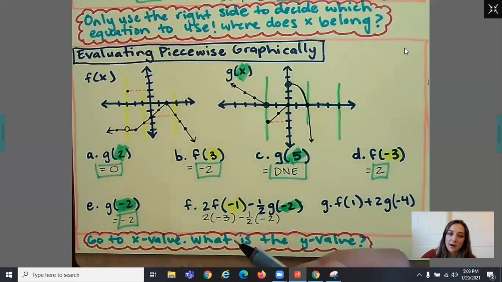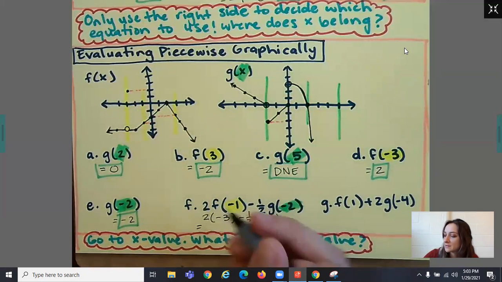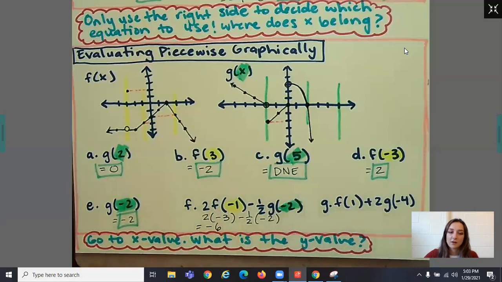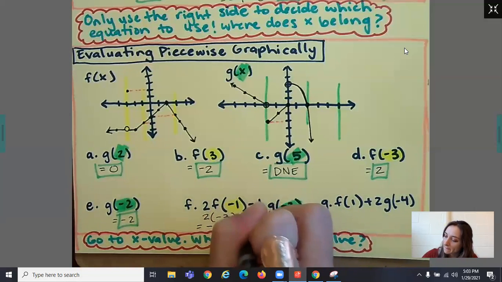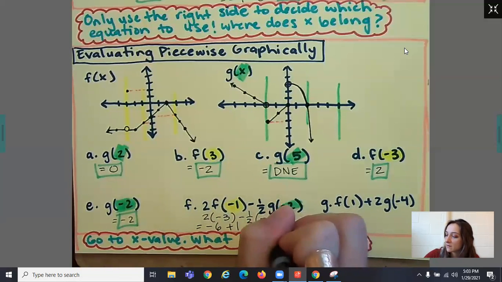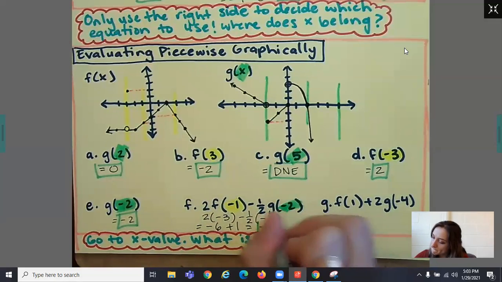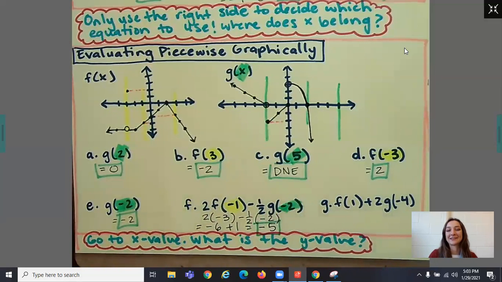And now we can begin to solve this out. 2 times -3 is -6. -1/2 times -2, that's the same thing as dividing by -2. So -2 divided by -2, you get +1. And -6 plus 1 is -5. A lot easier than the algebraic version.